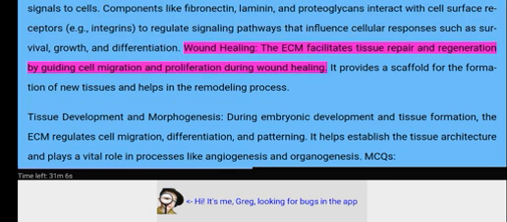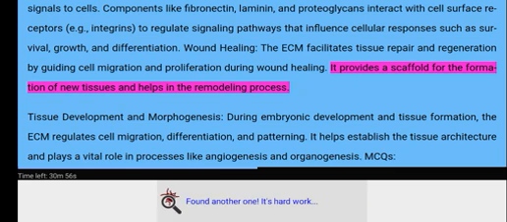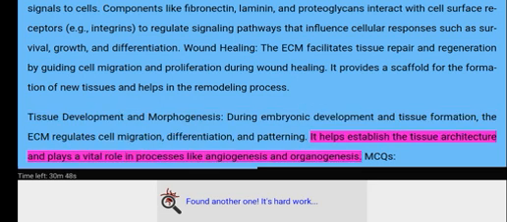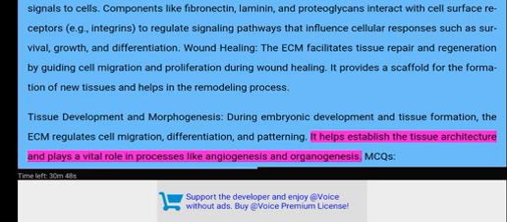Wound healing. The ECM facilitates tissue repair and regeneration by guiding cell migration and proliferation during wound healing. It provides a scaffold for the formation of new tissues and helps in the remodeling process. Tissue development and morphogenesis. During embryonic development and tissue formation, the ECM regulates cell migration, differentiation, and patterning. It helps establish the tissue architecture and plays a vital role in processes like angiogenesis and organogenesis.